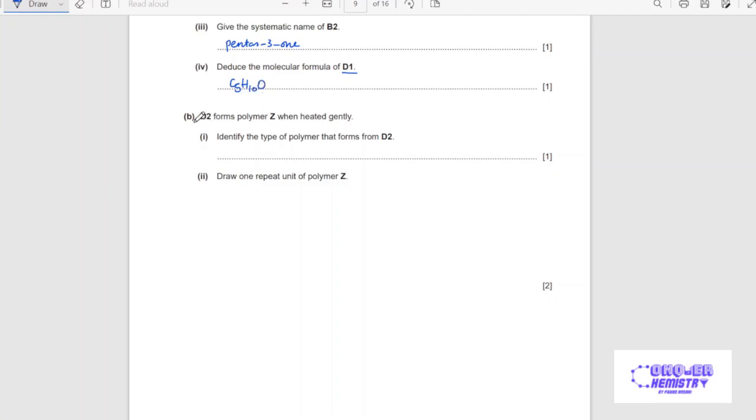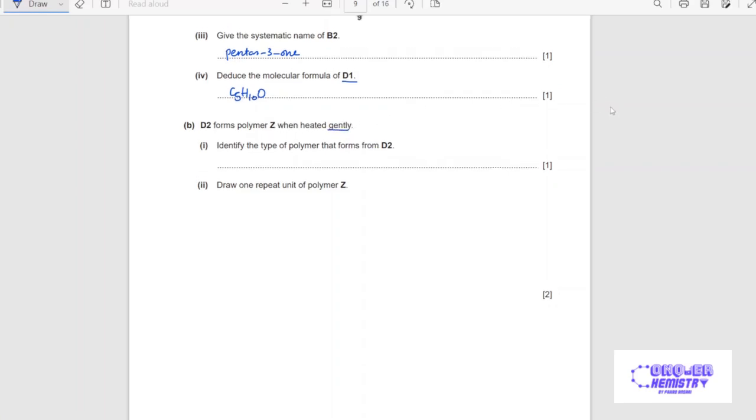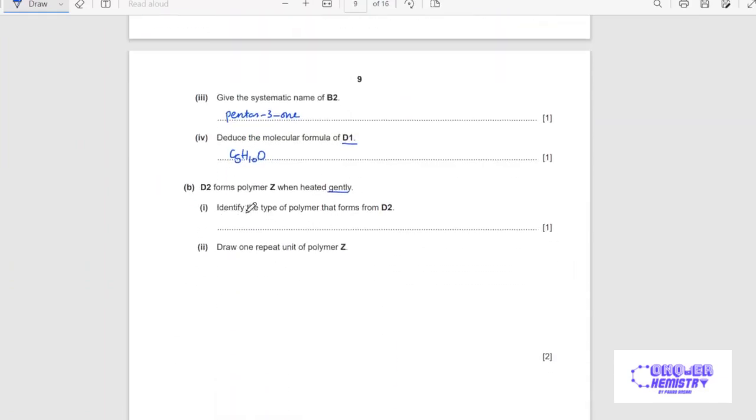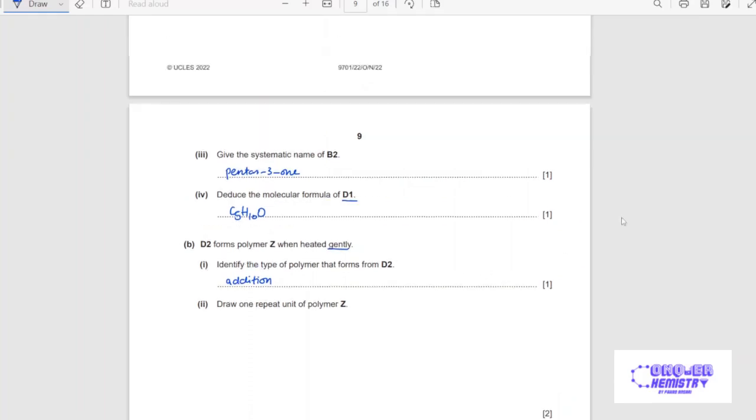All right. Now it says D2 forms polymer Z when heated gently, right? So let's take a look at D2. Now D2 has this double bond over here, and that will form an addition polymer, right? Easy peasy. So the type of polymer is going to be addition polymer. Draw 1 repeat unit of polymer Z.